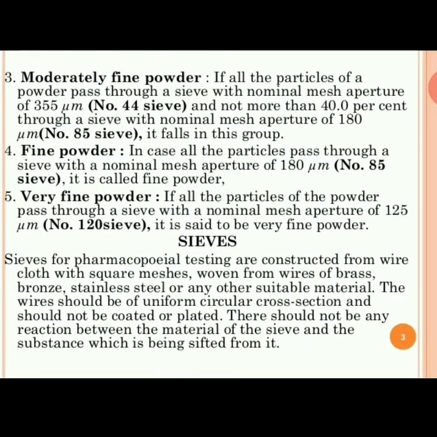Then next is the moderately fine powder. Here, if all the particles of a powder pass through a sieve with nominal mesh aperture of 355 micrometer, that is sieve number 44.